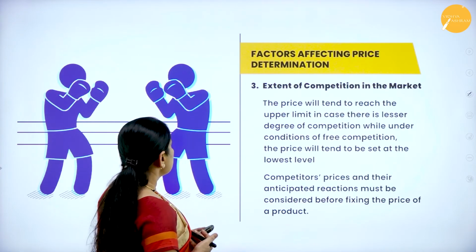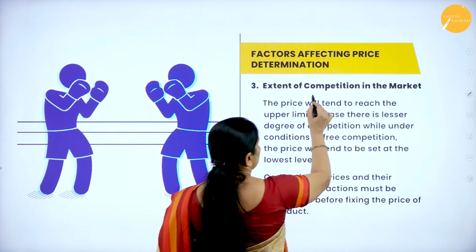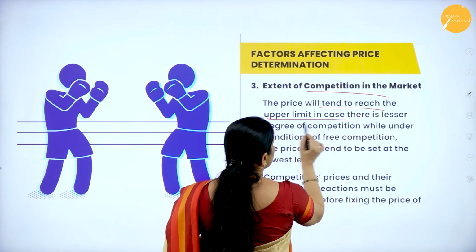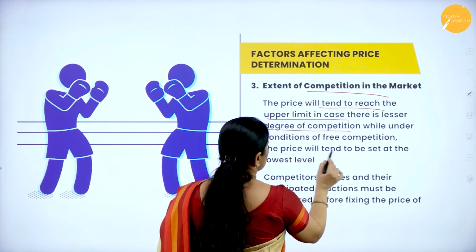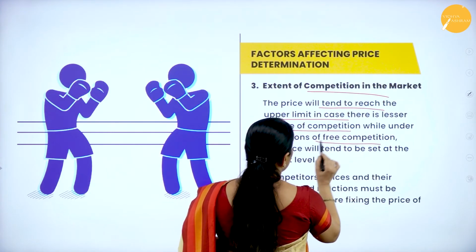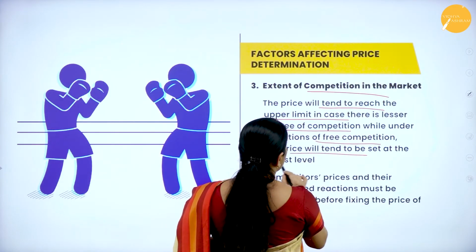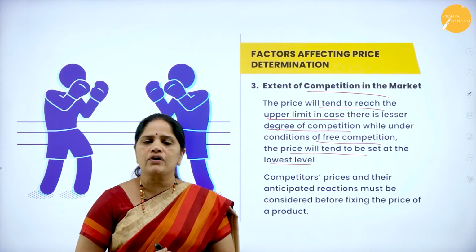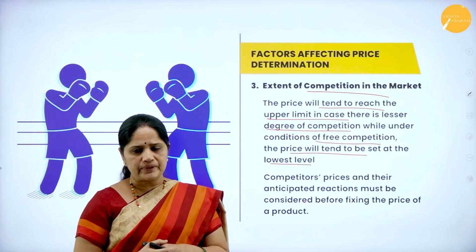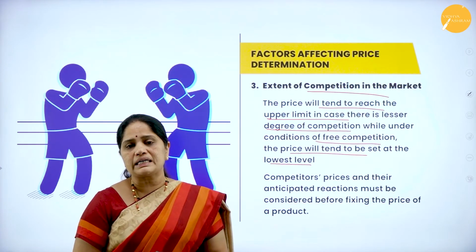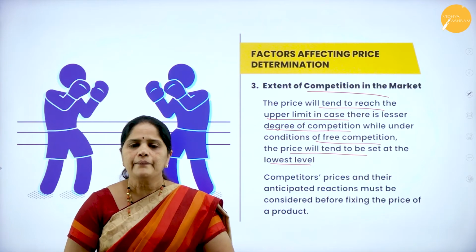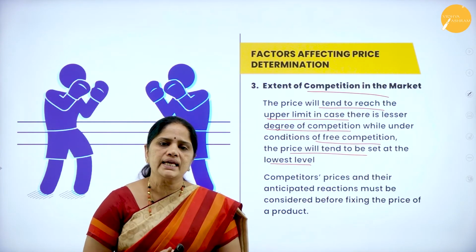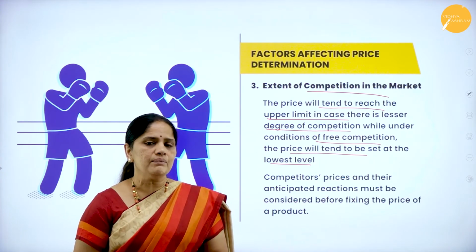Then third one is extent of competition in the market. The price will tend to reach the upper limit in case there is lesser degree of competition, while in conditions of free competition, the price will tend to be set at the lowest level. Now, in the extent of competition, suppose there are no competitors for the product and it is a monopoly market, then the manufacturer will be in a very comfortable position. He can charge any price for the product.